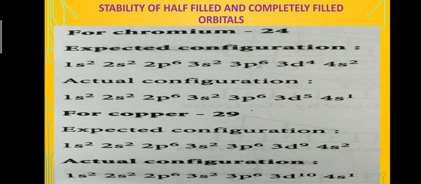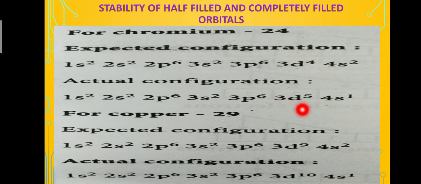Atomic number is 24. So the expected configuration is 1s2, 2s2, 2p6, 3s2, 3p6, 3d4, 4s2. But the actual configuration is 1s2, 2s2, 2p6, 3s2, 3p6, 3d5, and 4s1. So why is it like this? If it is 4s1, it becomes half filled, and 3d5 is also half filled.